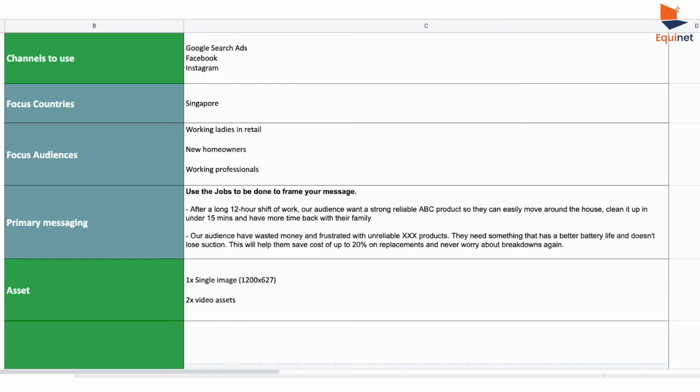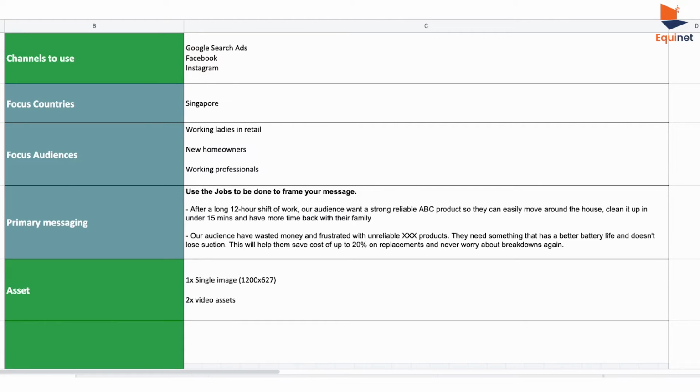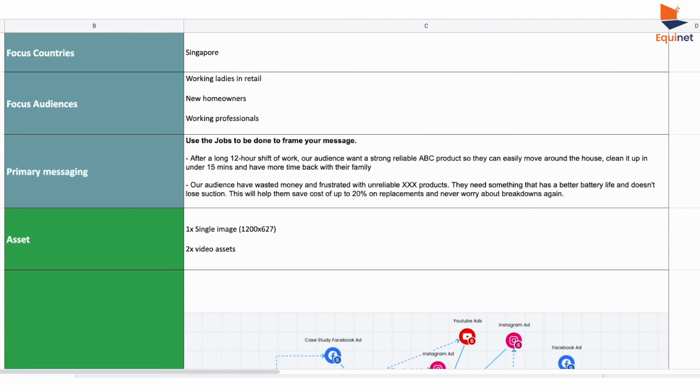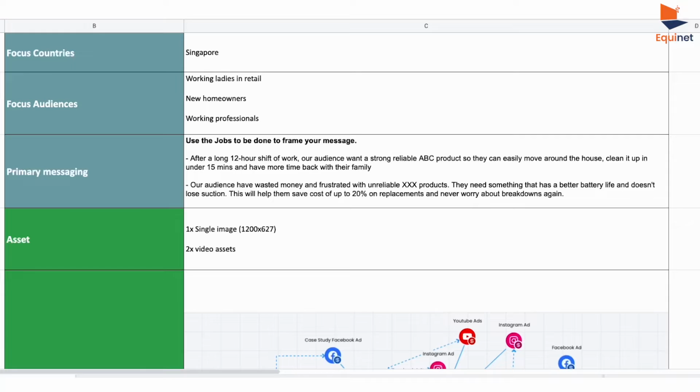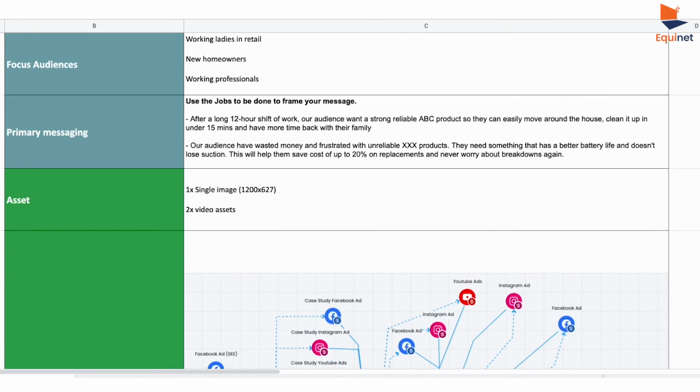Next, channels to use refers to what channels and platforms you will use to advertise this campaign. Depending on where your target audience is, this can be any platform or combination of platforms that you wish. For this example, we are using search ads, Facebook, and Instagram. Focus countries refer to which countries you will be advertising to. This could be your own country or another, depending on where you operate, where you want to target, and whether you aim to expand your business overseas. Focus audiences are essentially your target audience, who it is you're trying to sell to.